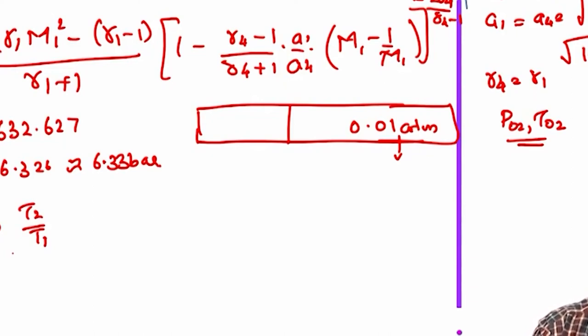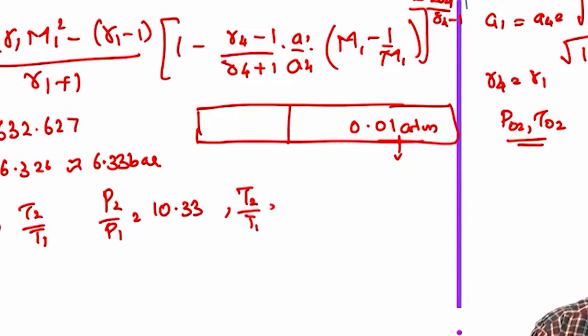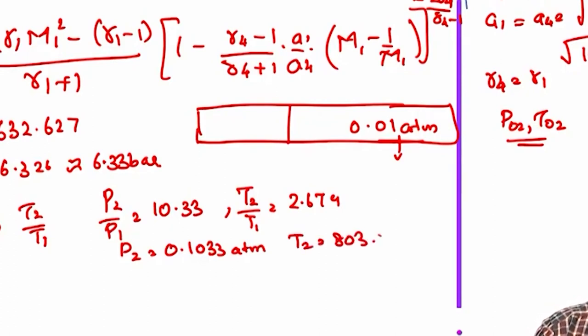This you can get given that it's a Mach 3 flow, 10.33, and T2 by T1 is 2.679. So P2 is 0.1033 atmospheres, while T2 is 803.7 Kelvin.